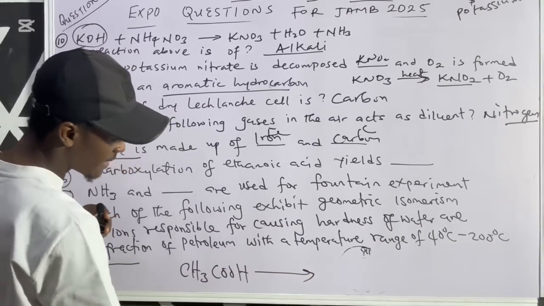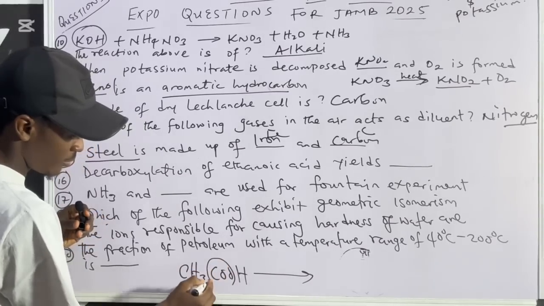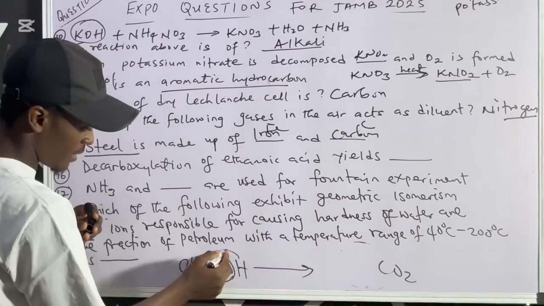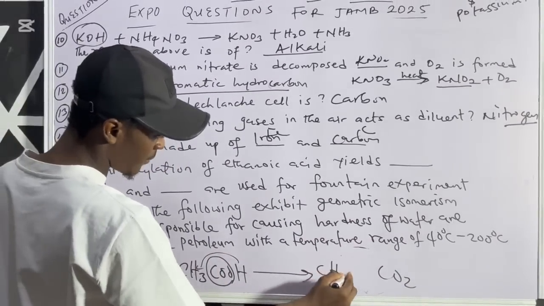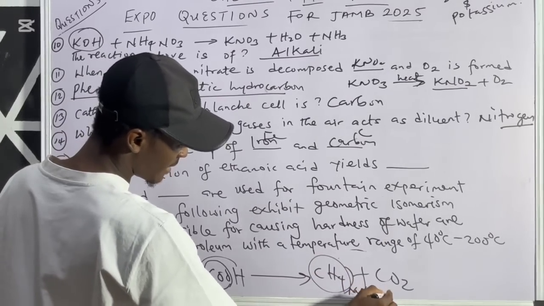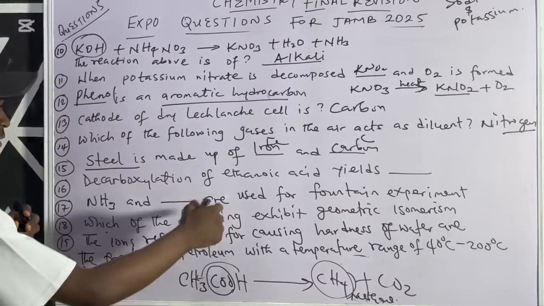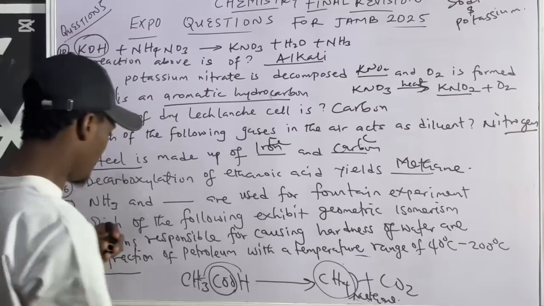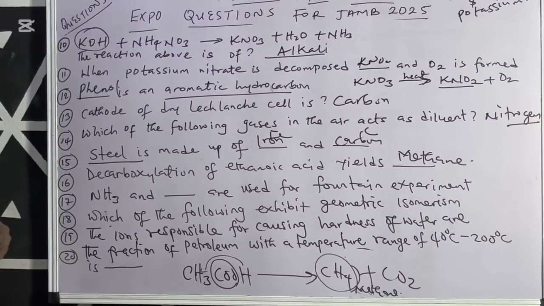Then when you carry out decarboxylation, meaning you are going to remove this in the form of CO2, when you do that, you have to be left with what? CH4. And what's CH4? CH4 is methane. So the decarboxylation of ethanoic acid yields methane. I don't want to waste much time on this. All right. Then next question.